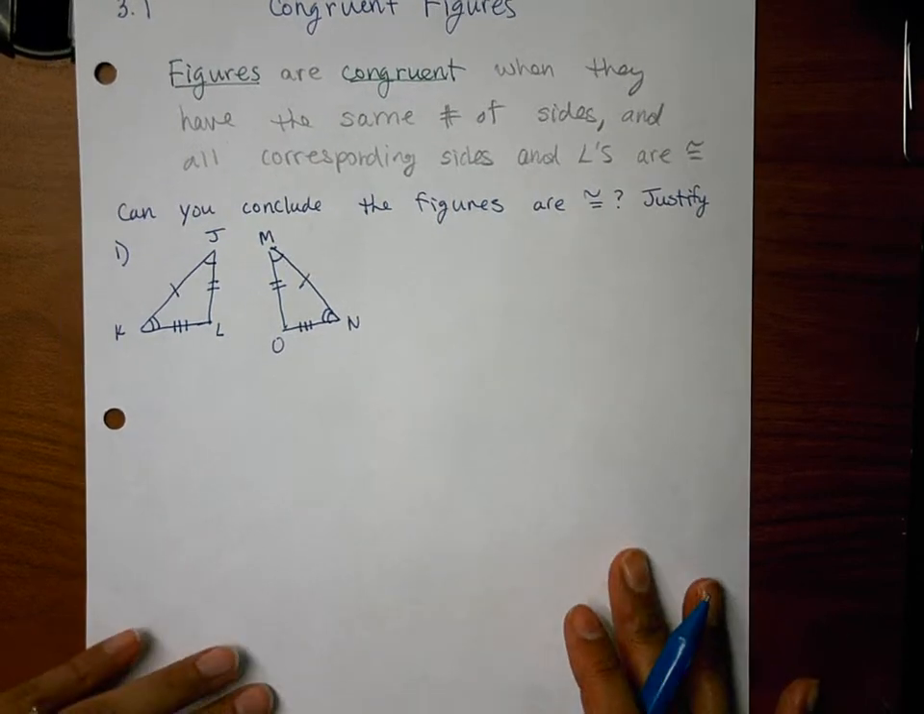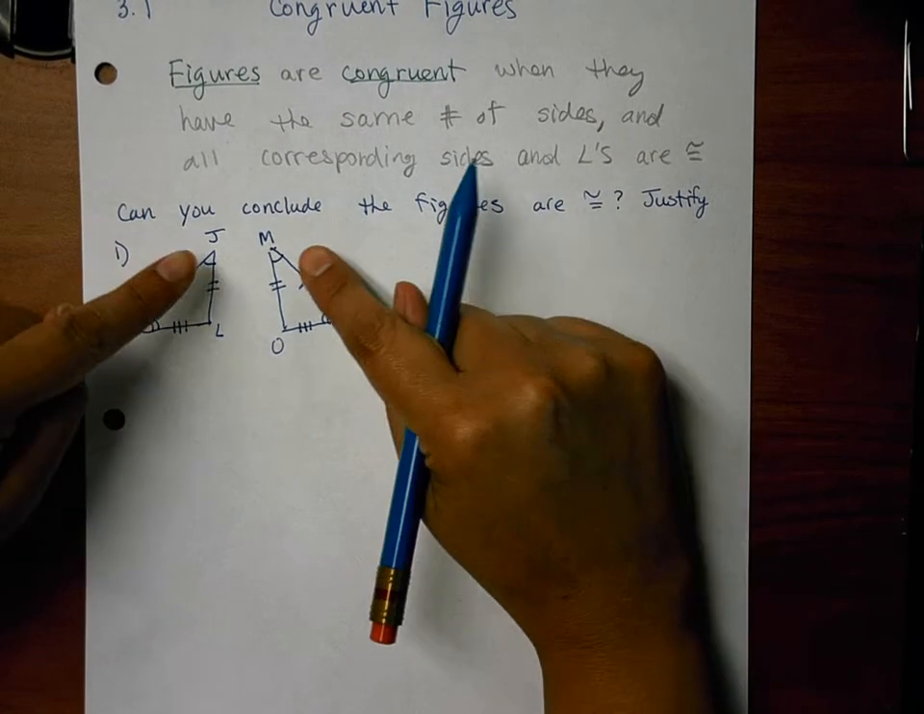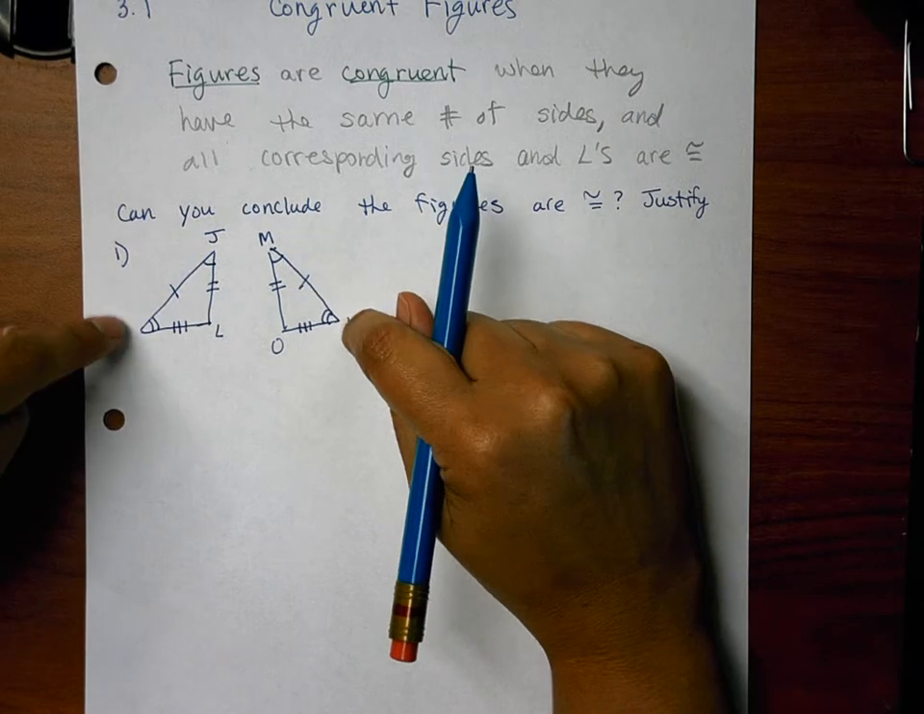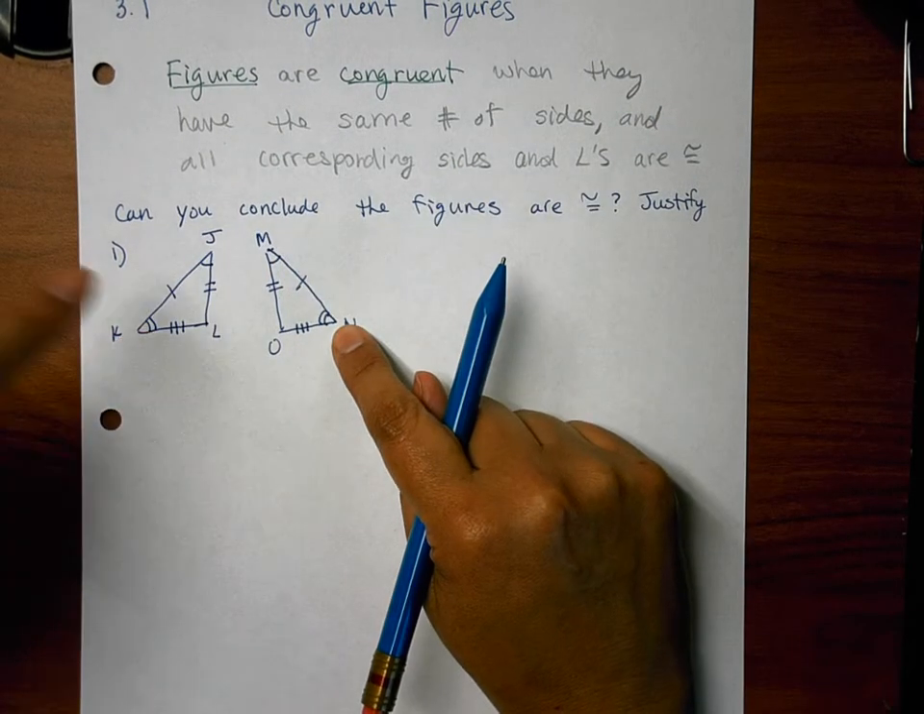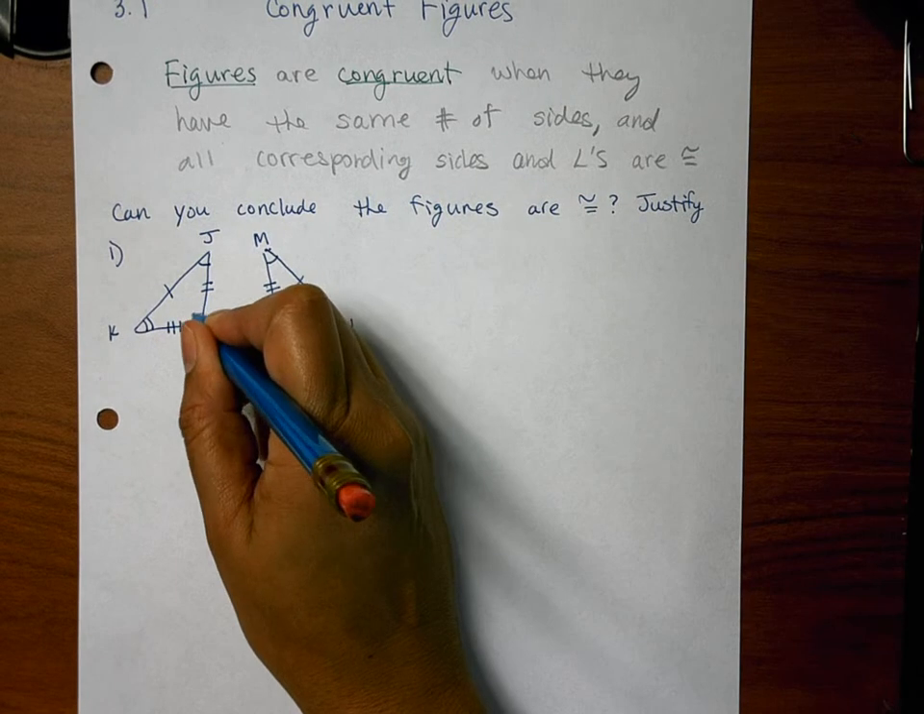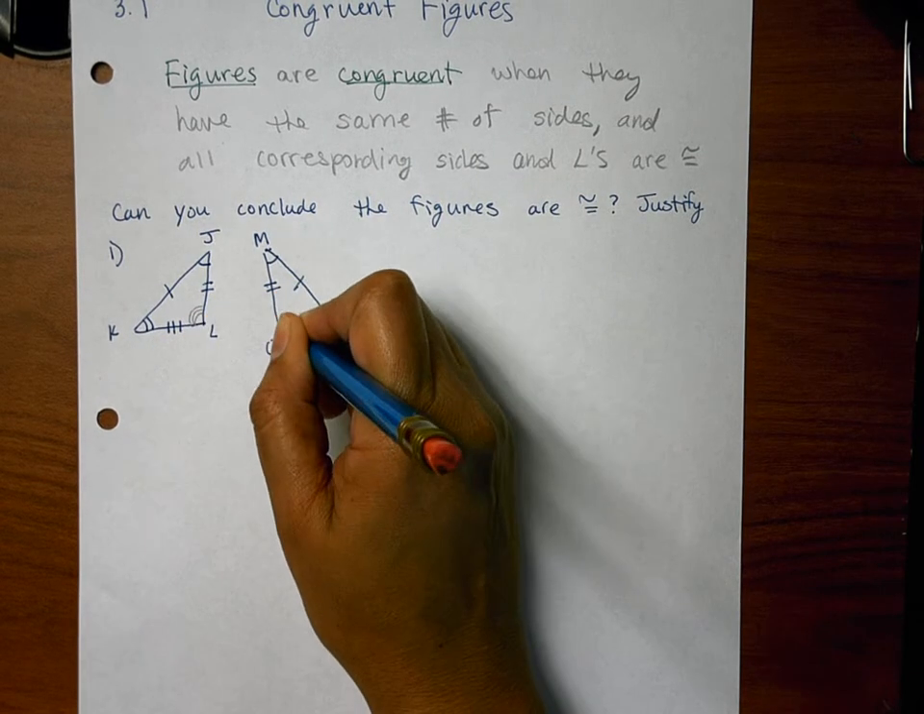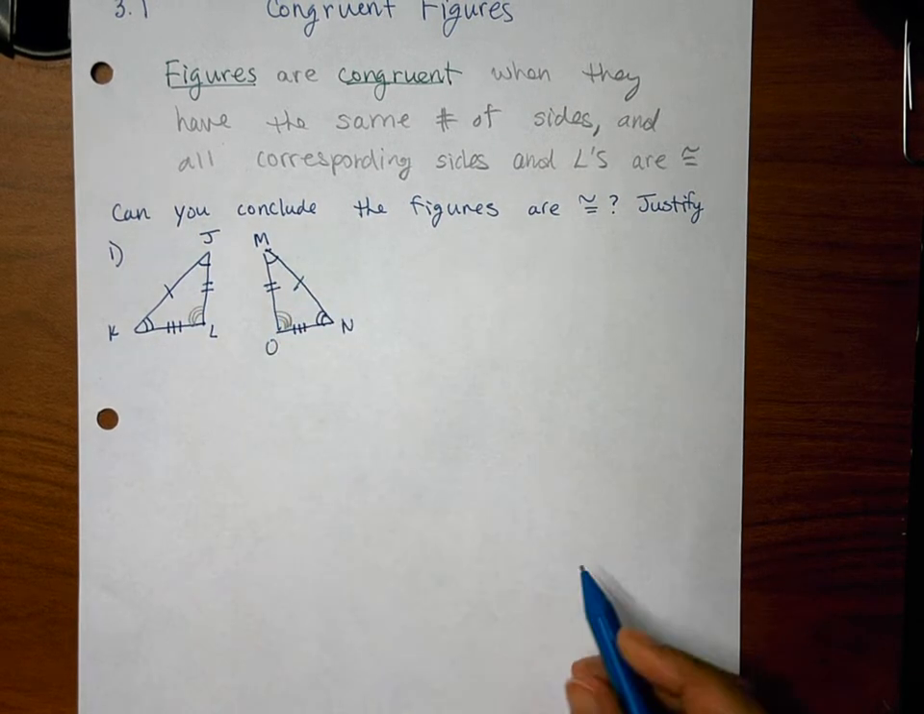There's something called the third angle theorem. If you have two triangles where two of the angles are congruent, like these two are congruent to each other and these two are congruent to each other, by the third angle theorem, the third angle has to be congruent.